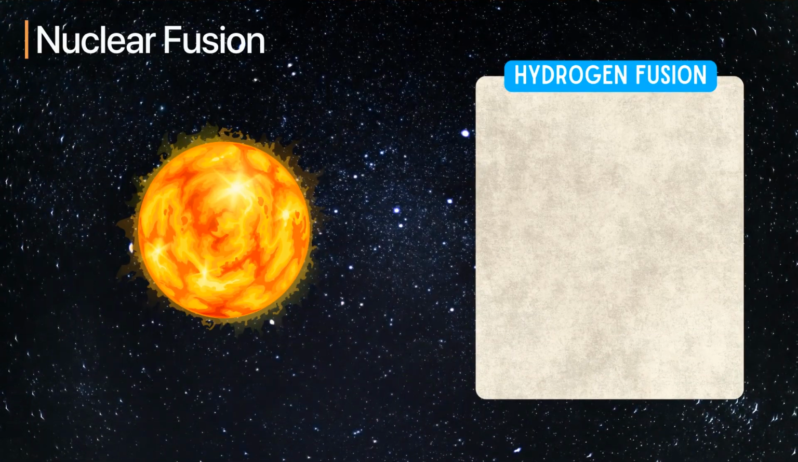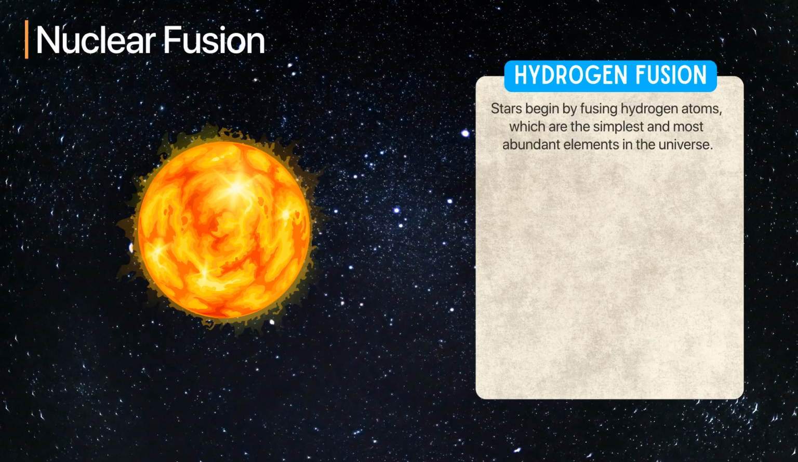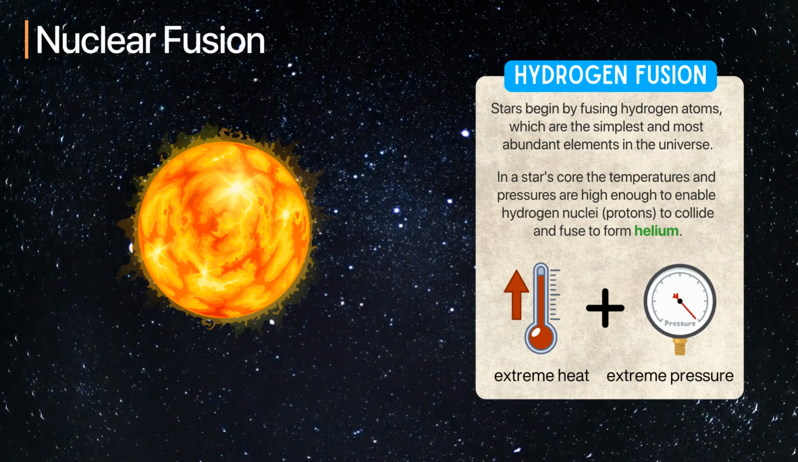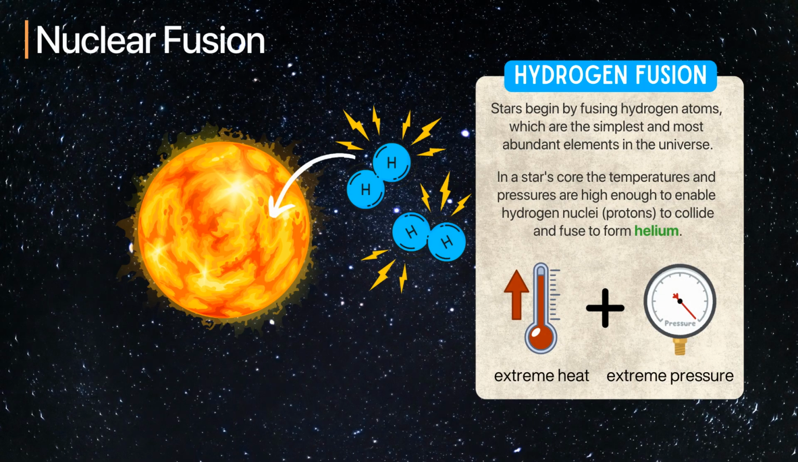You might have heard the saying that we are made of stardust, and that is in fact true. In this lesson, we will examine how processes in stars lead to the creation of elements. Stars begin their life cycle by fusing hydrogen atoms, which are the simplest and most abundant elements in the universe. In a star's core, the temperatures and pressures are high enough to enable hydrogen nuclei, protons, to collide and fuse to form helium. This is the fundamental reaction that powers the star and creates the brilliance we see in the night sky.